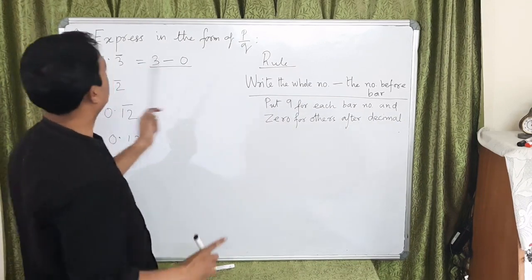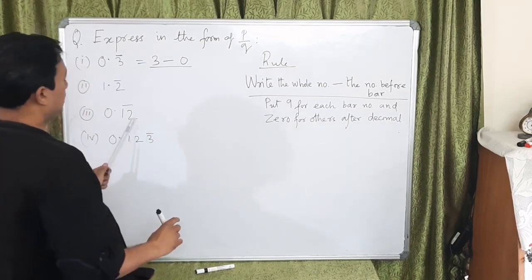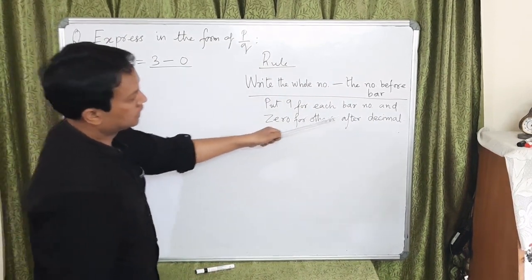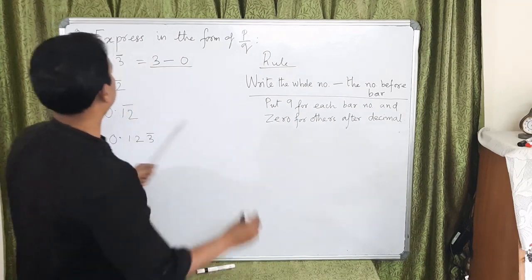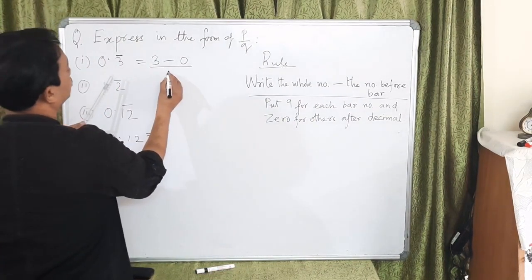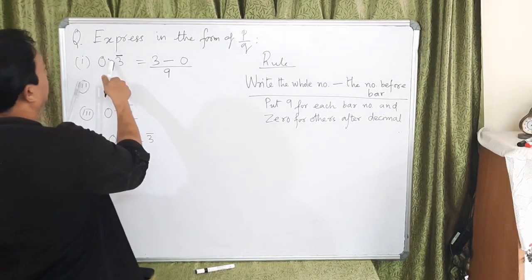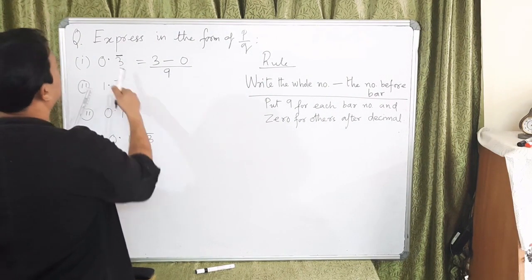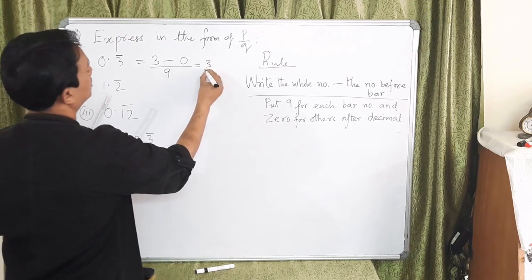Suppose you have 1 bar number, you put 1 nine. If there are 2 bar numbers, we put 2 nines. 3 bar numbers, we put 3 nines. And 0 for the other decimal places. We have only 1 bar number, so we'll put 1 nine. And we don't have any other number after the decimal. If there was, we would put 0, but there is no other number. So this is just 3 by 9.